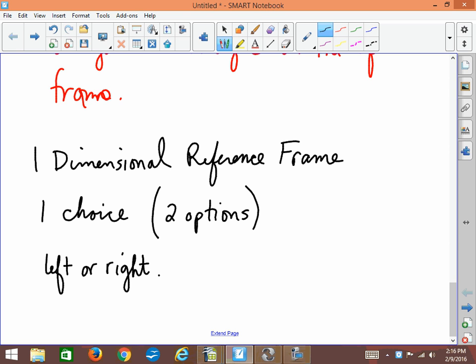It could be anything. It could be up or down, right? It could be in or out. There's lots of different sort of one-choice words that we could use. Back and forth, hither and yonder, or whatever. There's lots of ways to describe that in English. But that's a one-dimensional reference frame.